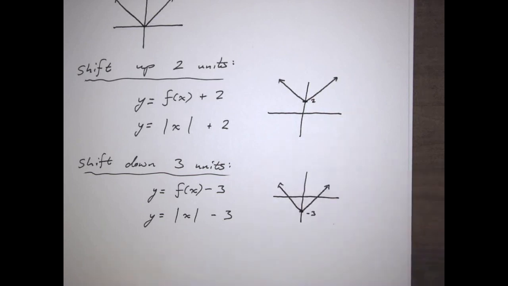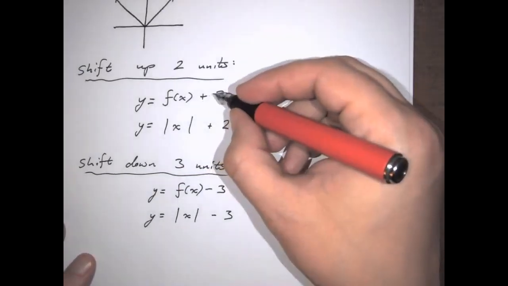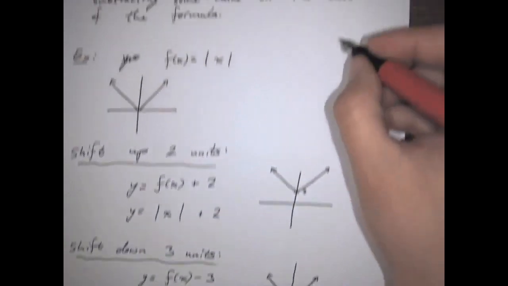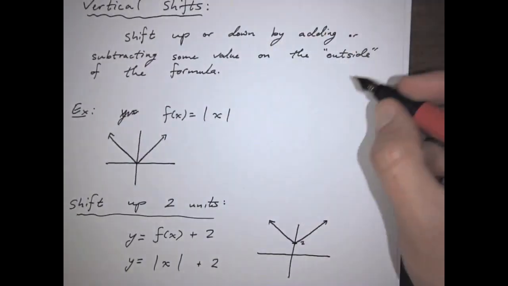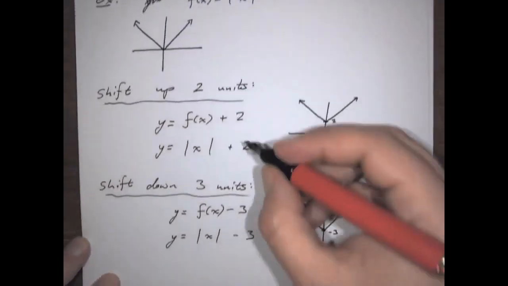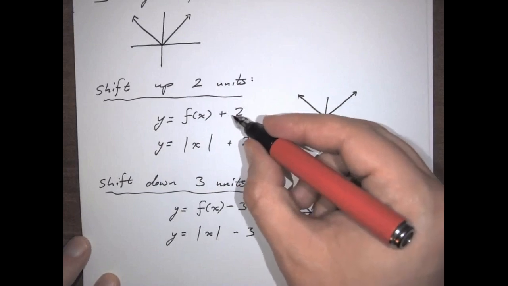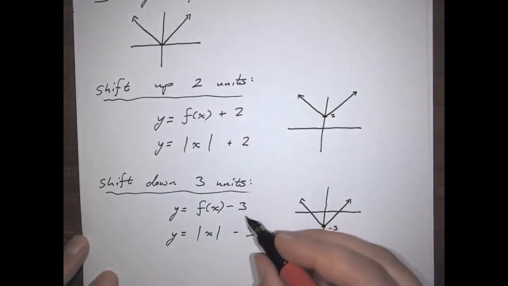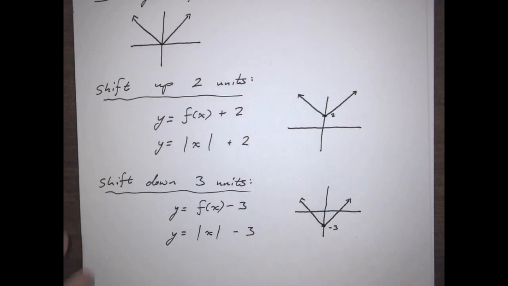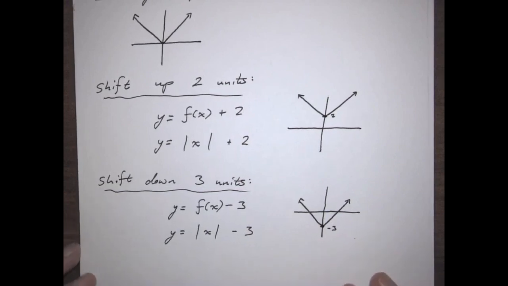So this is how you accomplish a vertical shift. No matter what the formula is, you accomplish a vertical shift by adding or subtracting some value on the outside of the formula. So here we added 2, it moved it up. Here we subtracted 3, it moved it down. Nothing too controversial happening there.